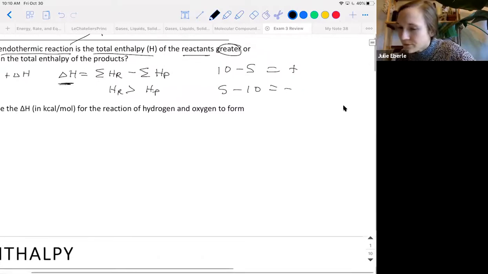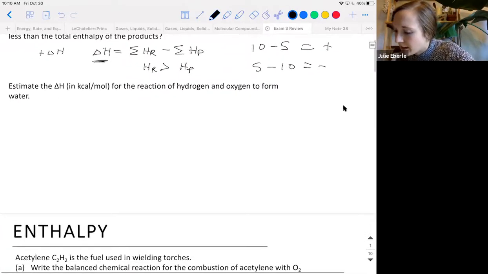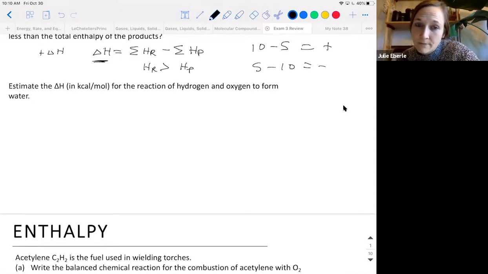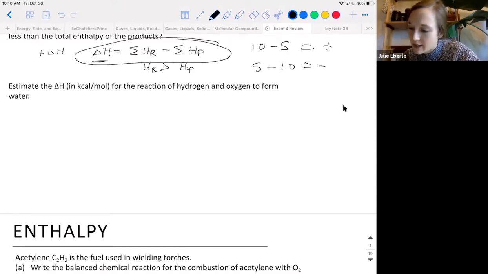All right, next question: estimate the delta H in kcal per mole for the reaction of hydrogen and oxygen to form water. And darn, I realize we'll have to jump over to another lecture to grab the bond dissociation energy table. I don't have it here, but estimate delta H. So we're literally going to use this equation now and calculate a delta H. But first, anytime you're asked to calculate delta H, you have to have a balanced chemical reaction, and you need to draw the simple Lewis structures for the reactants and products.